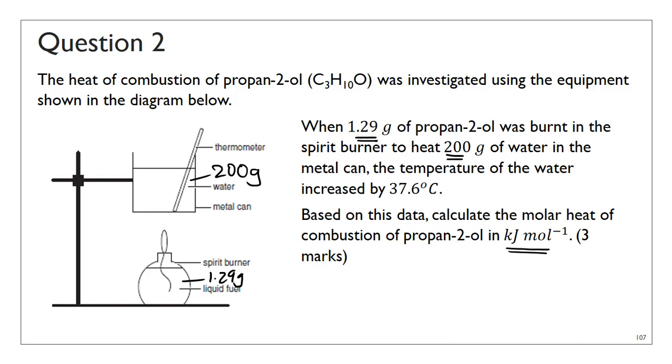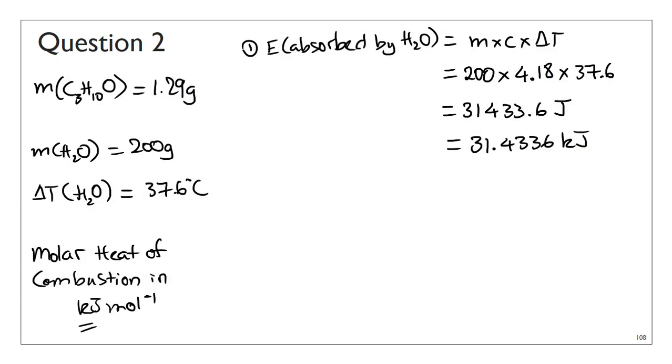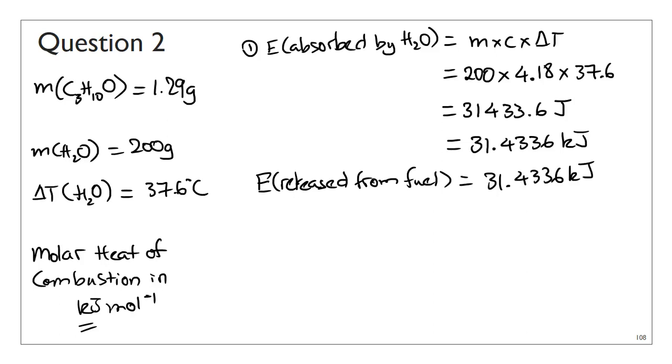So essentially, if you think about the setup, some of the energy released by the fuel is going to be absorbed by water, and we know exactly how much was absorbed. And the main assumption that we're making in this setup is that the energy released from the fuel is the same as the energy absorbed by water. So we have to assume that the energy released from fuel is also 31.4336 kilojoules. There is a situation when you don't make this assumption, if I give you some extra information on percentage heat loss and all that, but in this case, with the information given, I have to make this assumption.